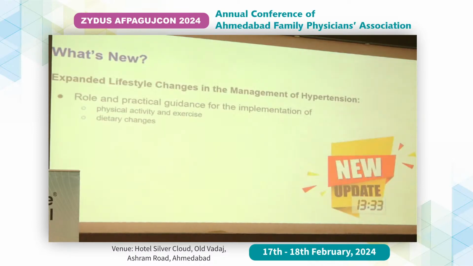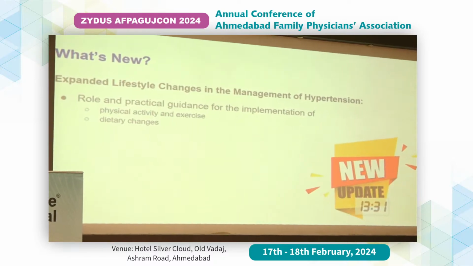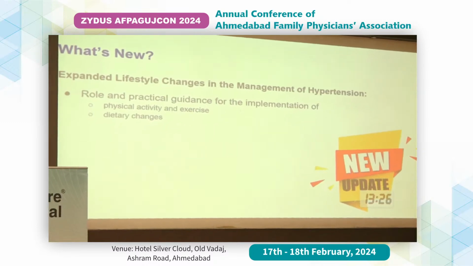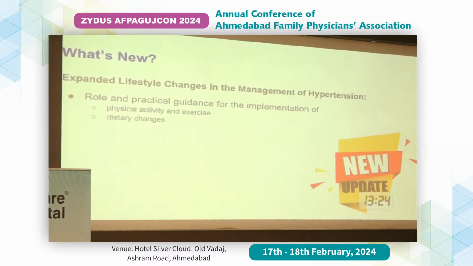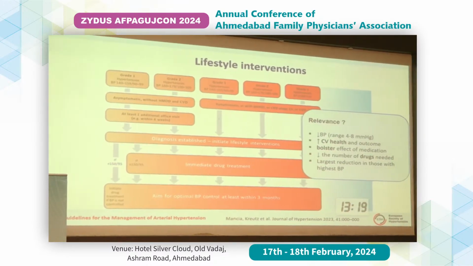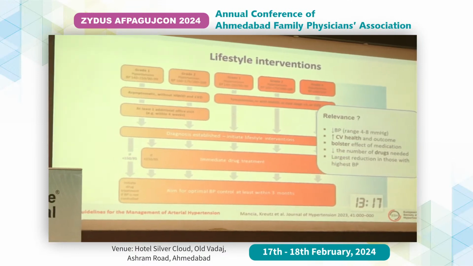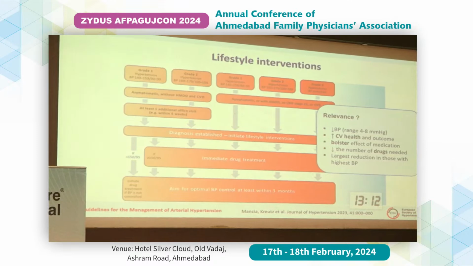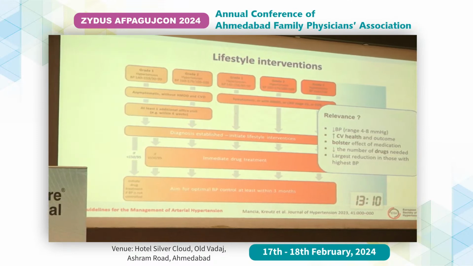So what's new? We need to understand that there are expanded lifestyle changes, like the role of physical activity, exercise and dietary changes, which are more important. We need to tell all our patients to reduce salt to reduce blood pressure levels and to improve CV health. We need to increase their overall activity, monitoring and all those things. Lifestyle interventions can be started even from grade 1. Any grade requires this, and it reduces the number of drugs used for blood pressure management.